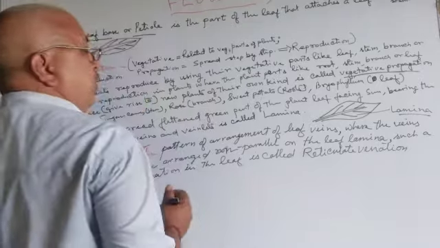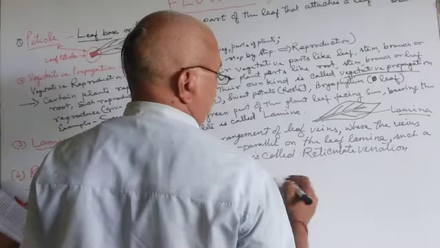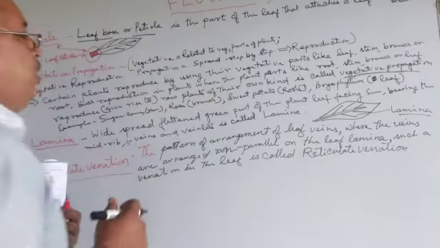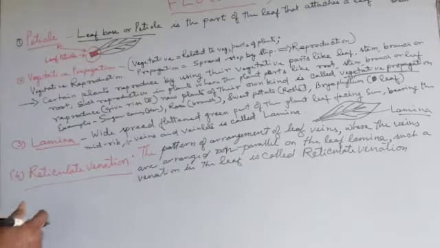Here also you need to draw a figure. You draw the figure of a mango leaf, and I have told you in detail about reticulate venation. So draw the figure with this.